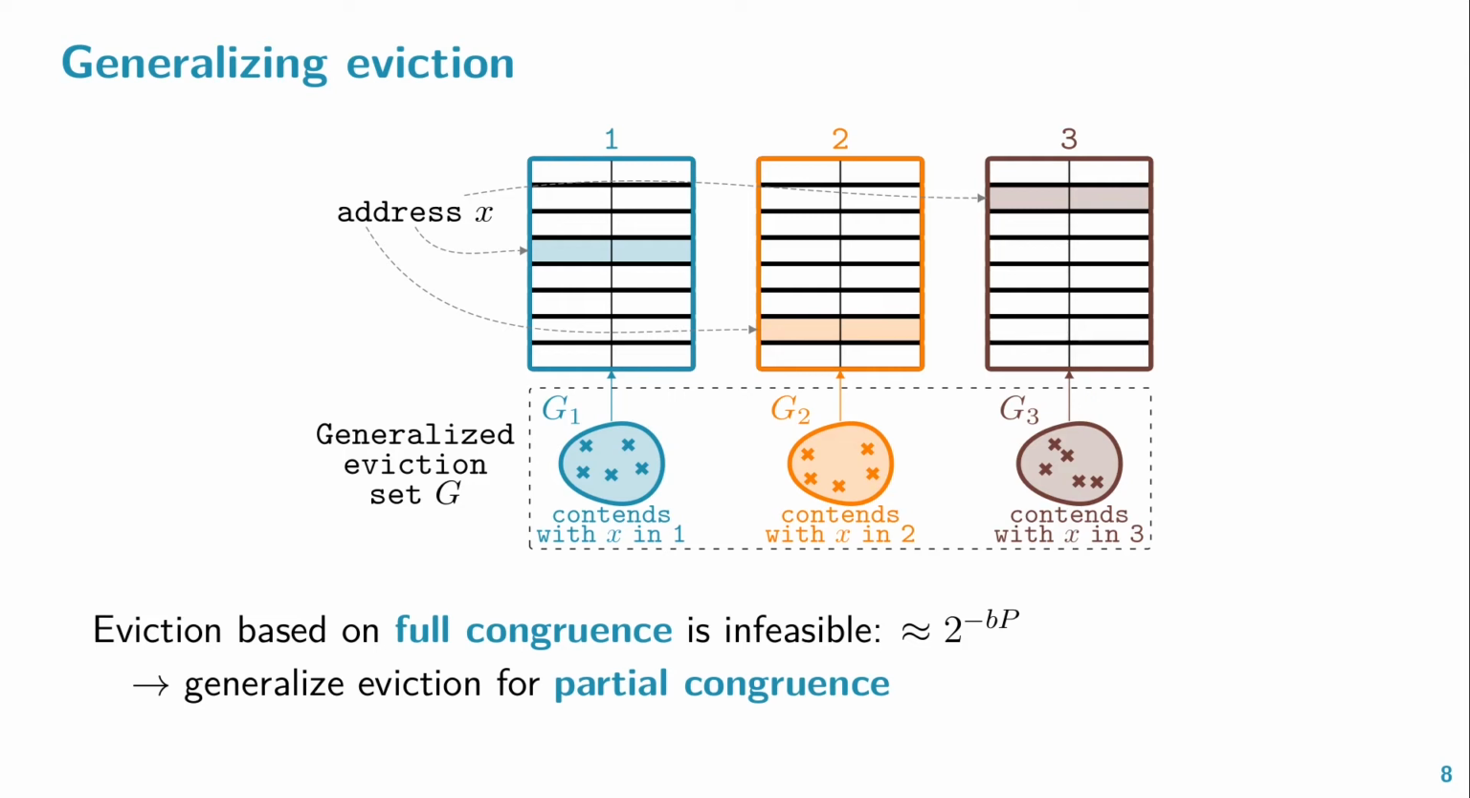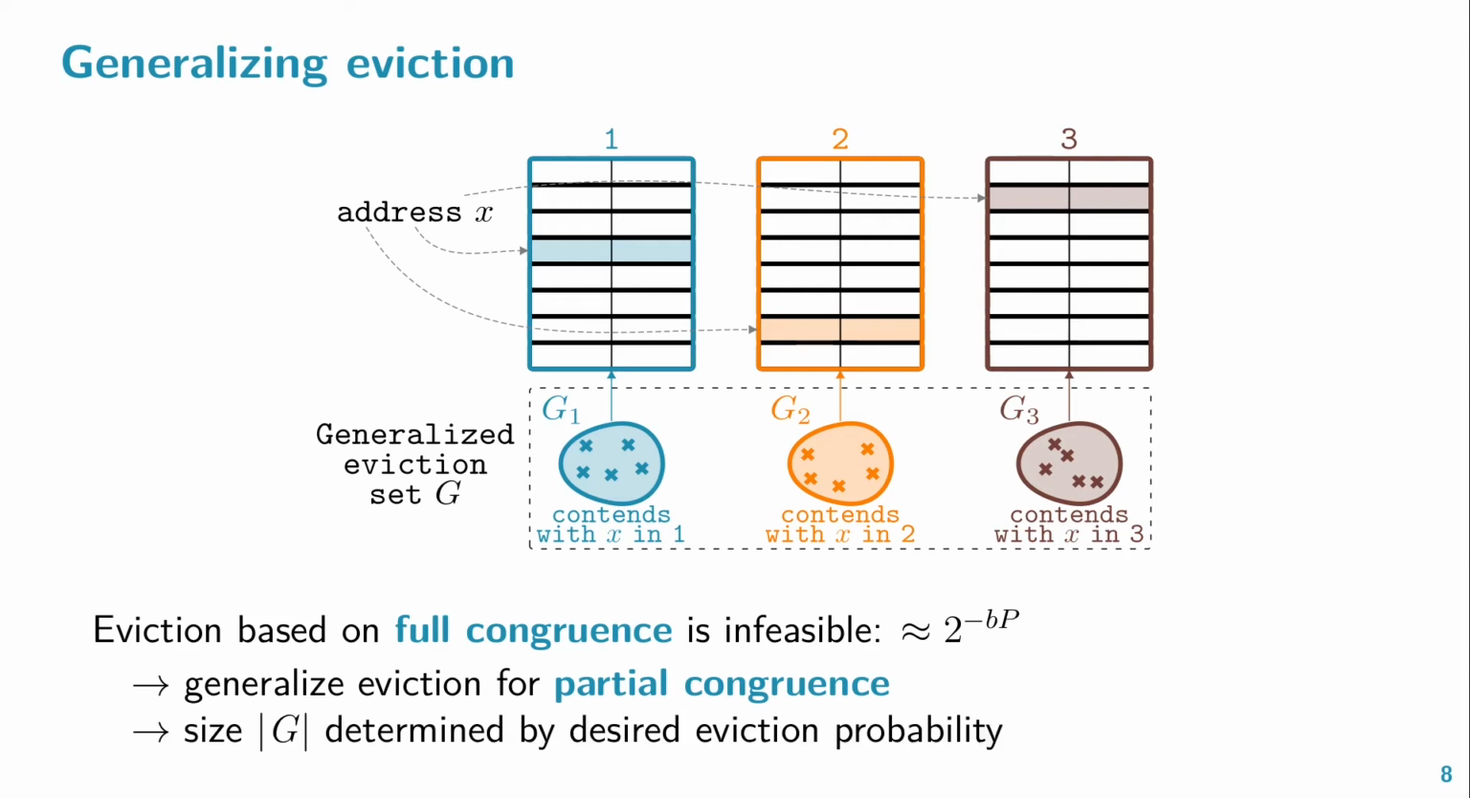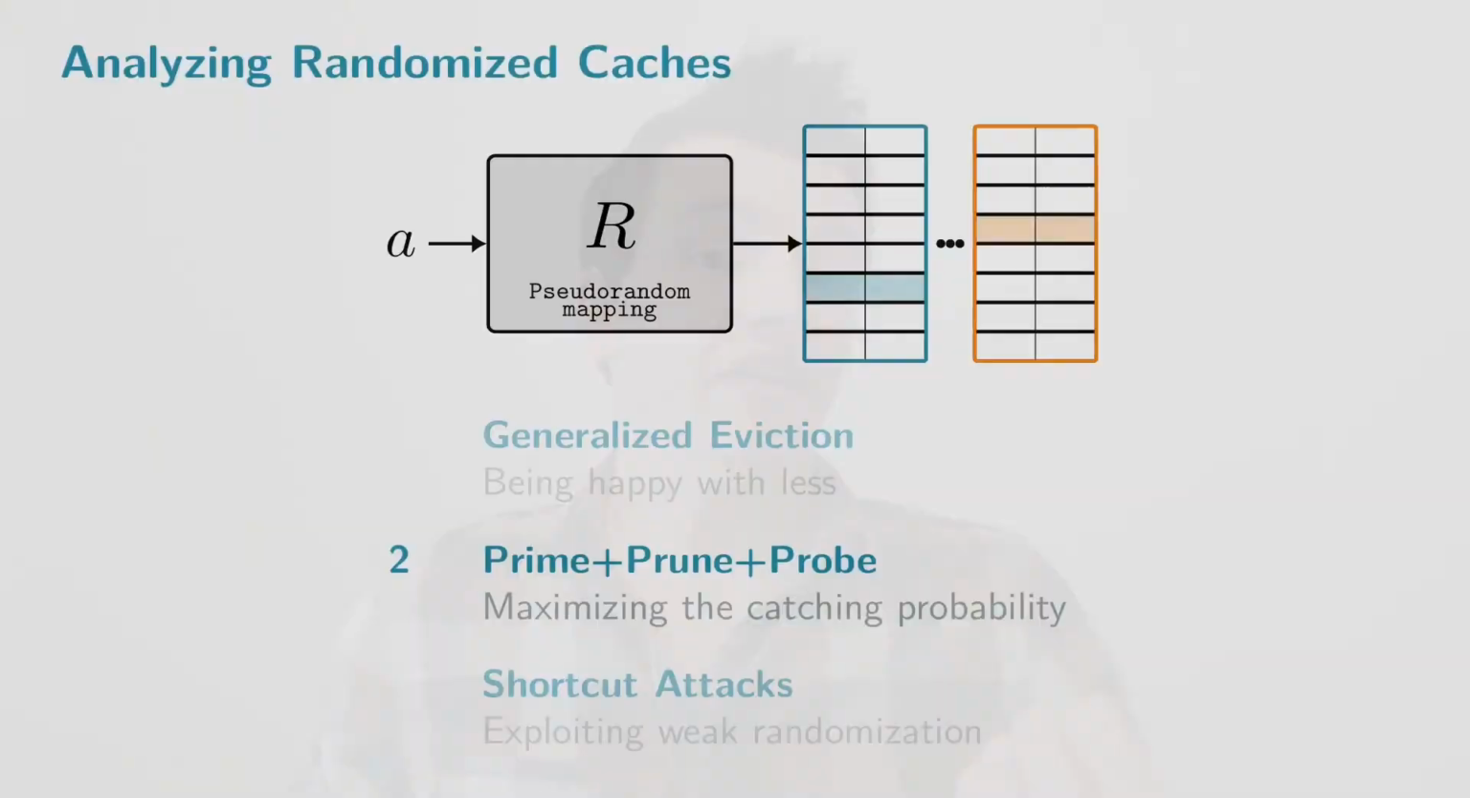This is generalized eviction. Generalized eviction is probabilistic. In the paper, we derive the success probability as a function of the randomized cache instance, but for this talk, suffice it to say that generalized eviction can be made reliable enough by sizing the set appropriately. In the second part of this talk, we explore how to collect such partially congruent addresses.